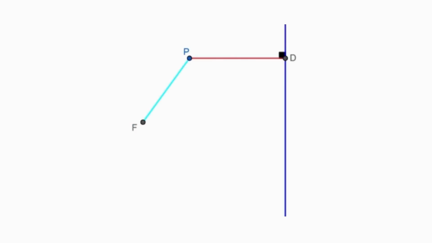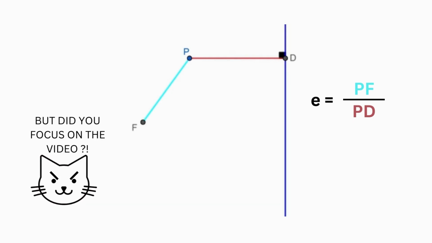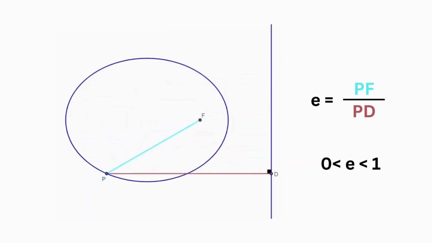Fixing a point F and a line D, a conic section is the locus of all points P such that FP divided by FD is a constant named E. F is the focus and D is the directrix. For a non-circular ellipse, the value of E is between 0 and 1.